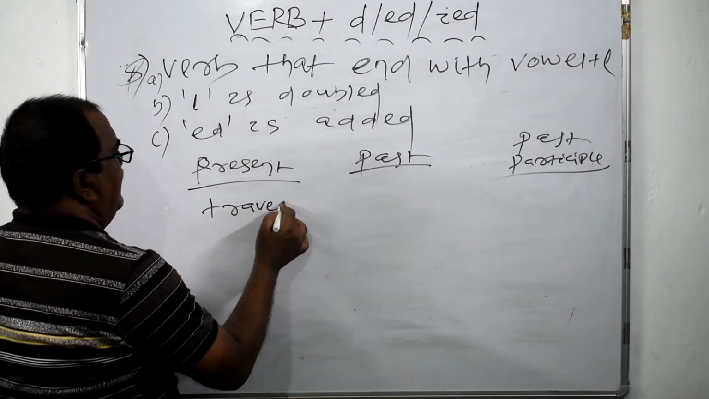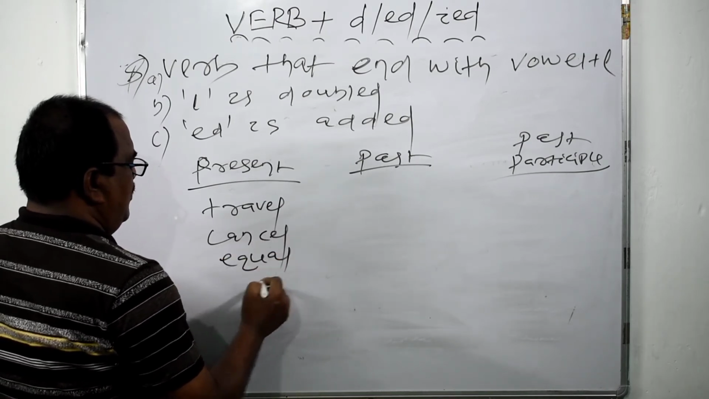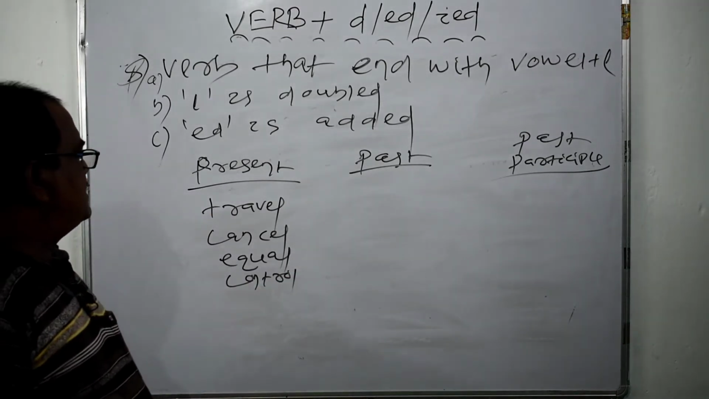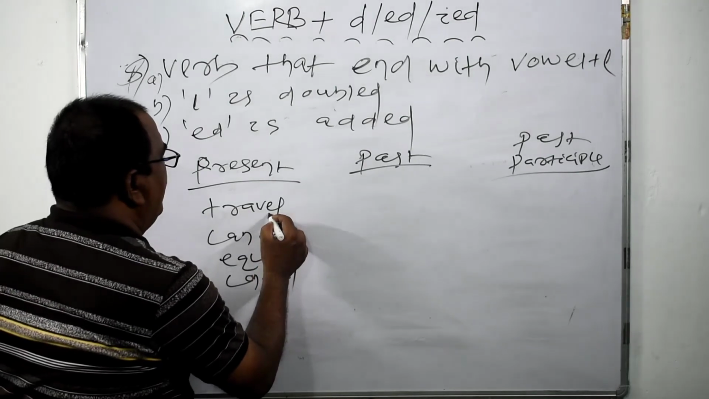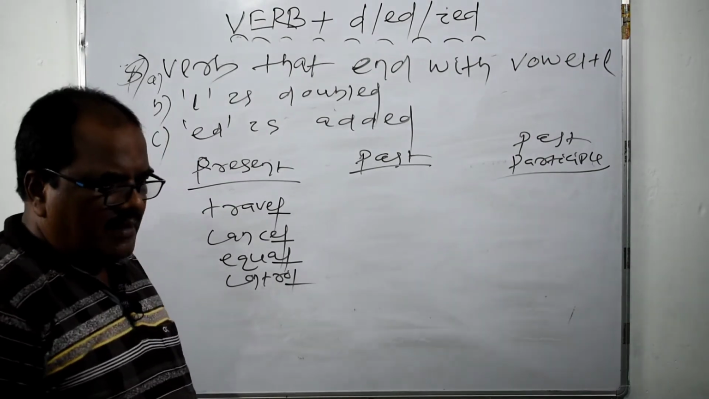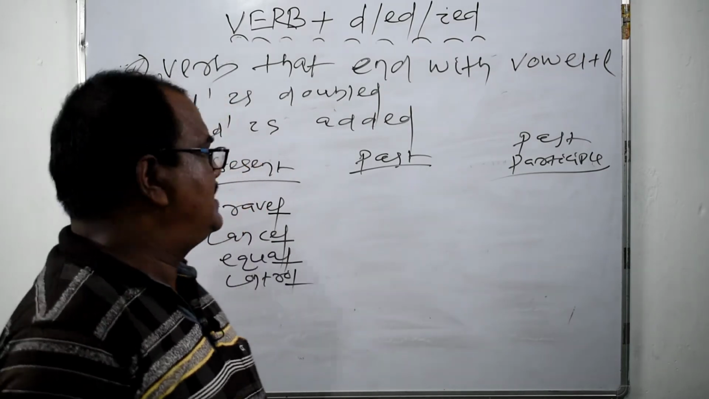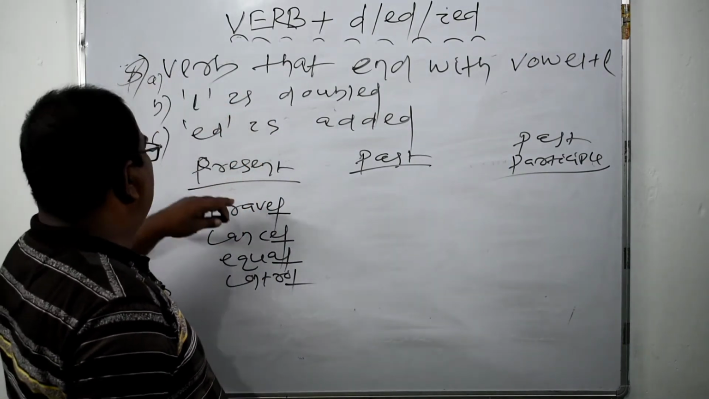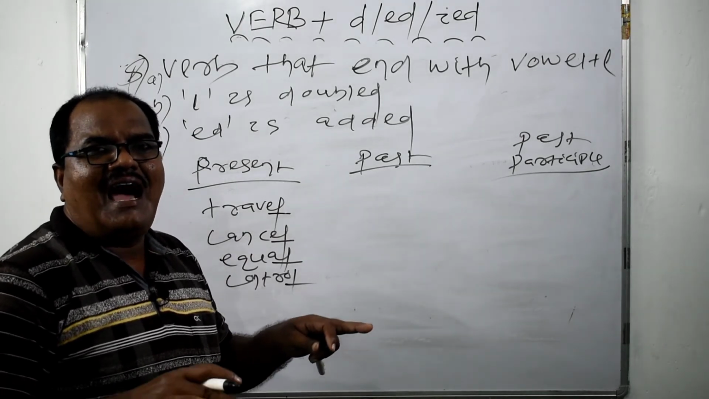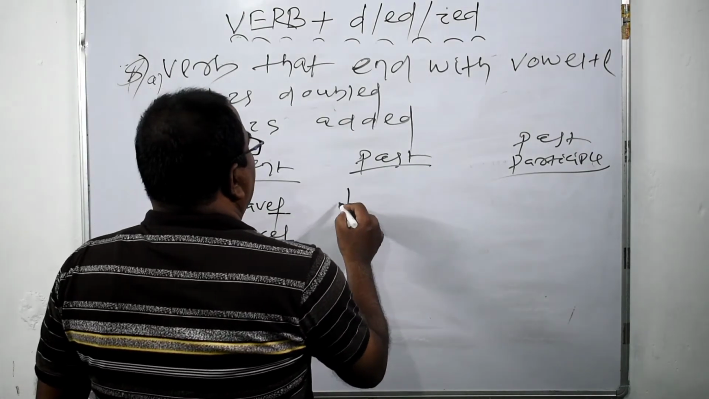Travel, cancel, equal, control. Look at the verbs. Each verb ends with vowel plus L. But one important point you should remember here is that in British English, in this formula, the last letter is doubled, but in American English, the last L is not doubled.